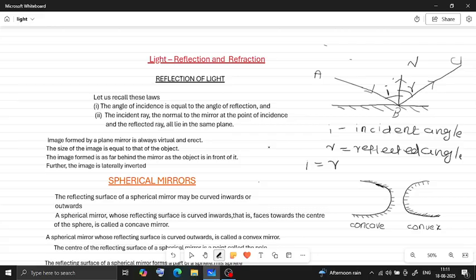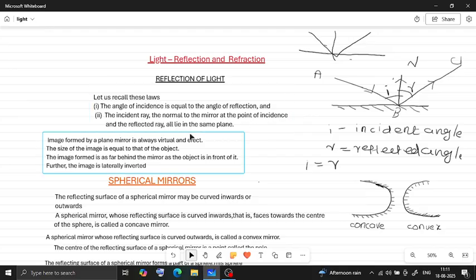The three rays are AB, our incident ray, BC, our reflected ray, and the normal, which we drew perpendicular to the surface. These three always lie in the same plane. So we can say the incident ray, the normal and the reflected ray at the point of incidence all lie in the same plane.